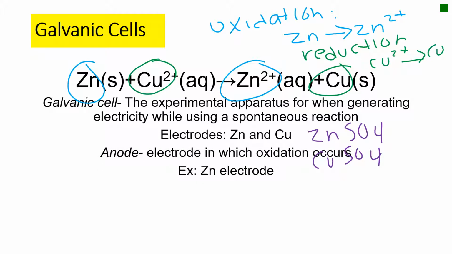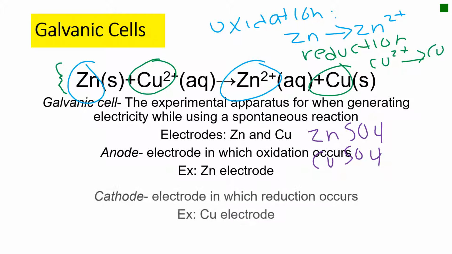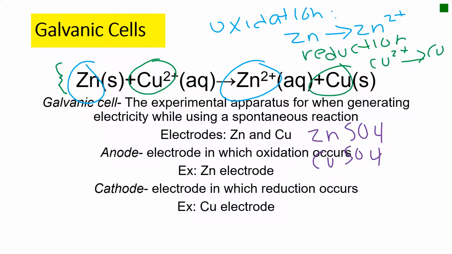The zinc and the copper bars are known as electrodes, which I previously mentioned. The anode in this galvanic cell would be zinc. An anode is an electrode at which oxidation occurs, and the cathode in this case would be the one that does the reduction, which we mentioned would be the copper.